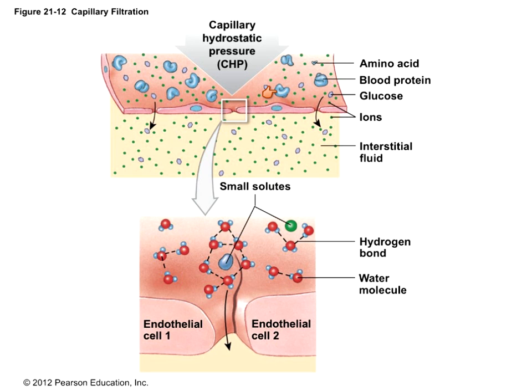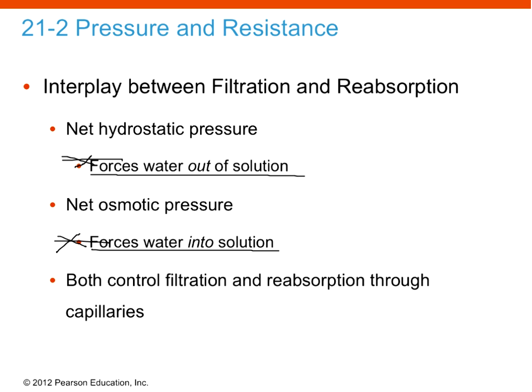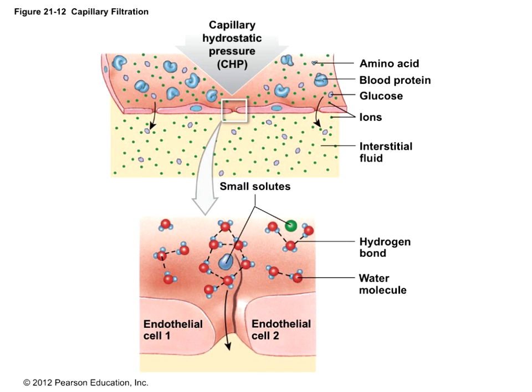So with the capillary hydrostatic pressure on here, we have our small solutes, things like glucose and some ions, and we can get those to go out along with some of this water here. And then we can see here that some of these smaller solutes are being surrounded by water molecules, and that's how they're moving out. So we had our hydrostatic pressure forcing water out of a solution, just as a reminder.